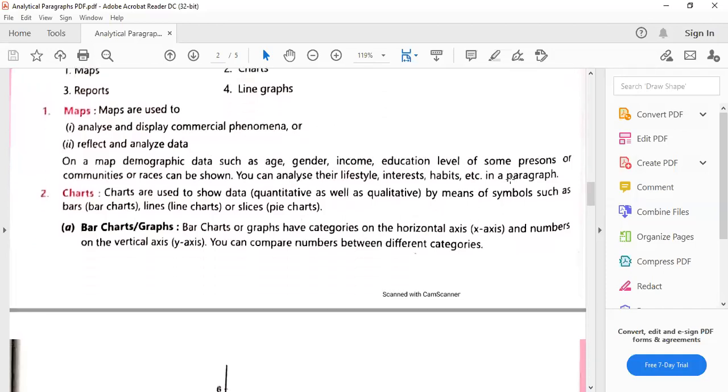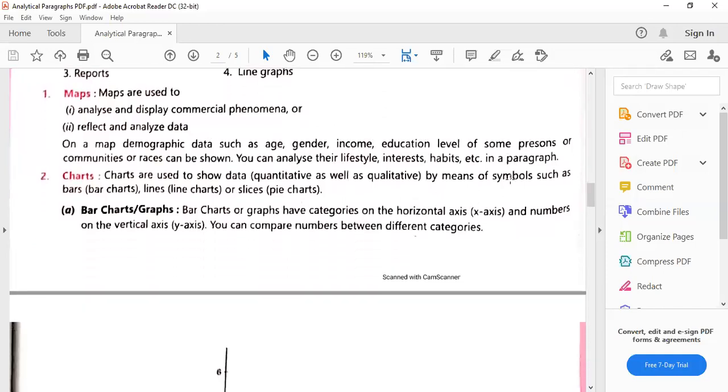You have to explain that in the form of a paragraph, that this map shows this. First, what problem is shown, tell about 2 or 3 lines in the form of introduction. Then the second paragraph, analyzing that particular data that is given, and at the end you will give the conclusion about that.